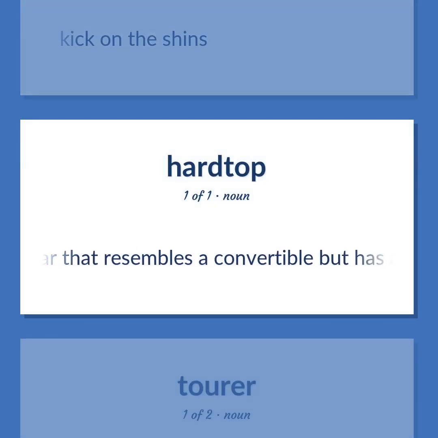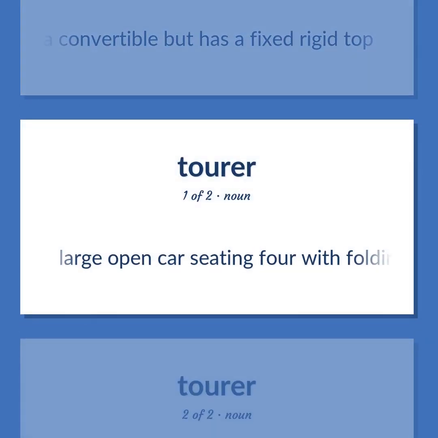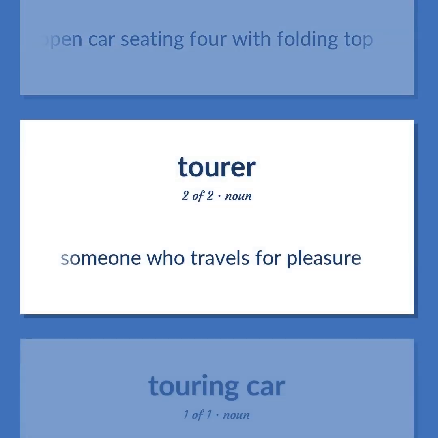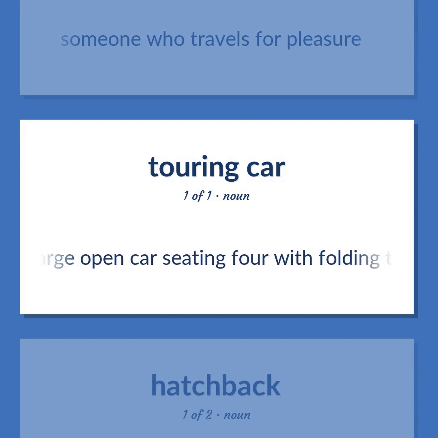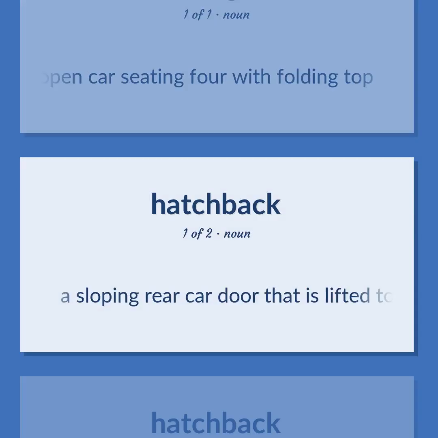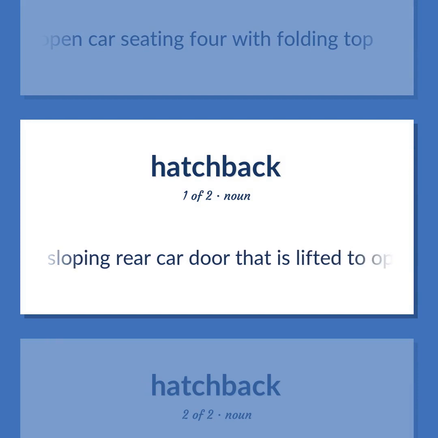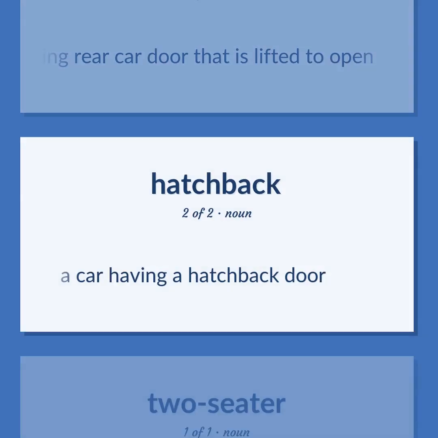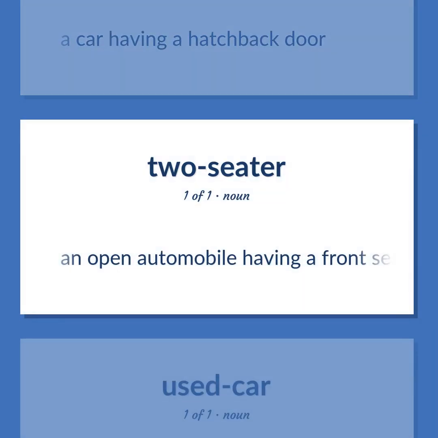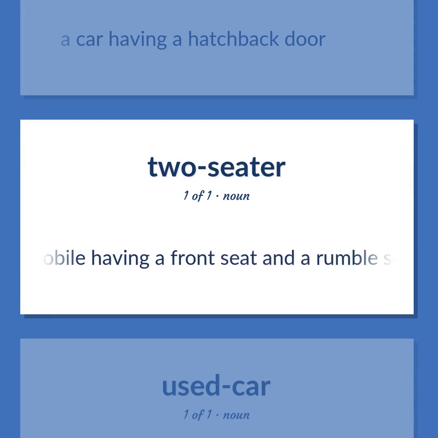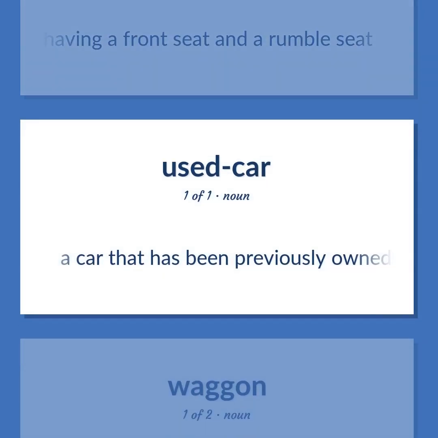A car that resembles a convertible but has a fixed rigid top. Large open car seating 4 with folding top. Someone who travels for pleasure. A sloping rear car door that is lifted to open. A car having a hatchback door. An open automobile having a front seat and a rumble seat. A car that has been previously owned, not a new car.